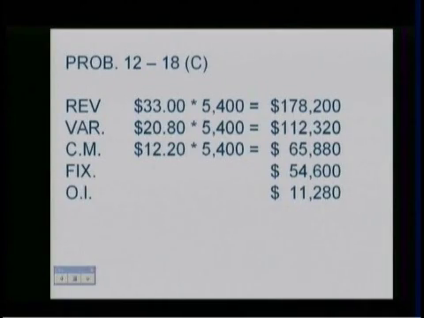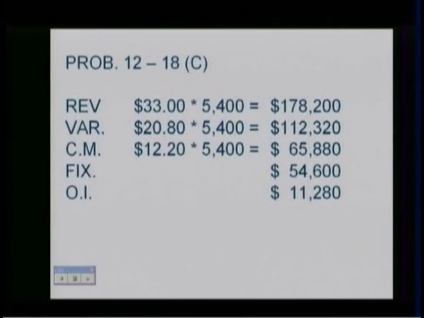Now in Part C, they say, okay, calculate operating income if you're going to raise the selling price to $33 a unit, so you're going to change your revenues. Advertising expenditures are going to go up by $7,000 a month, and monthly sales volume is going to be 5,400 units. Okay, take your same format. Your revenues are $33 a unit times 5,400 units. Your variable expenses are going to stay the same at $20.80.